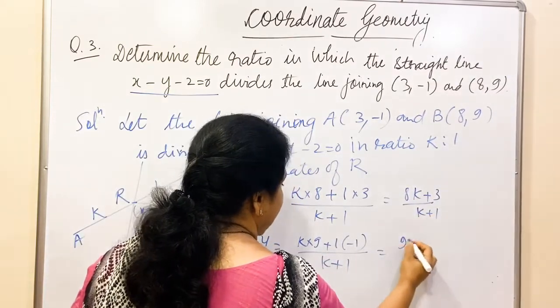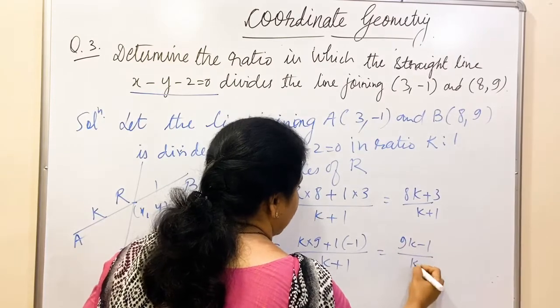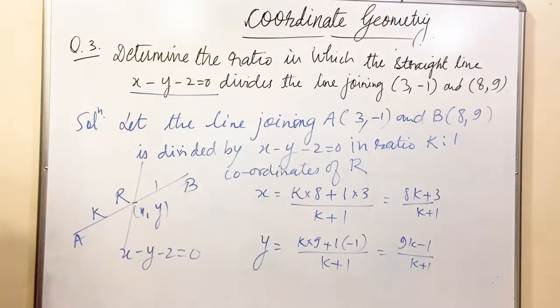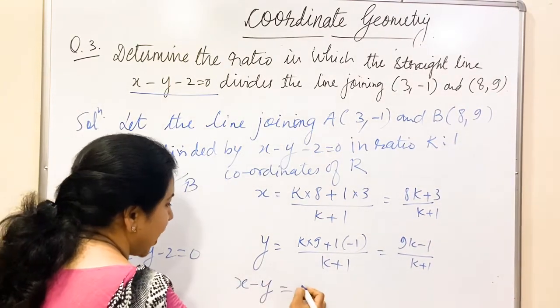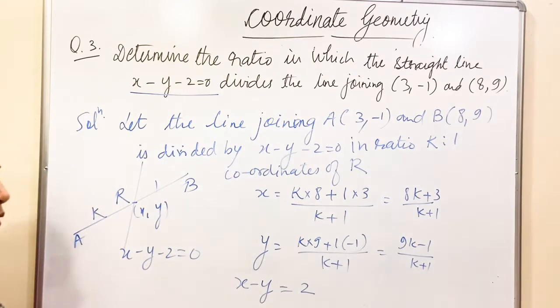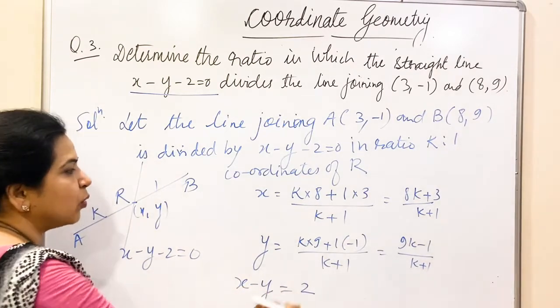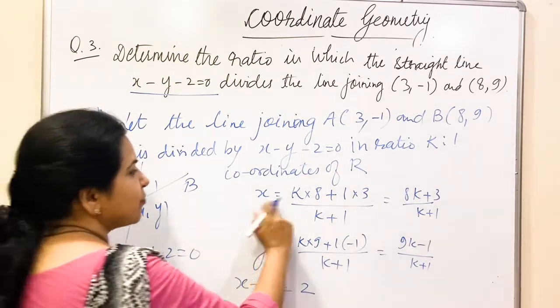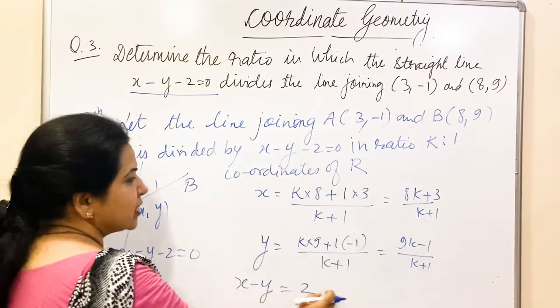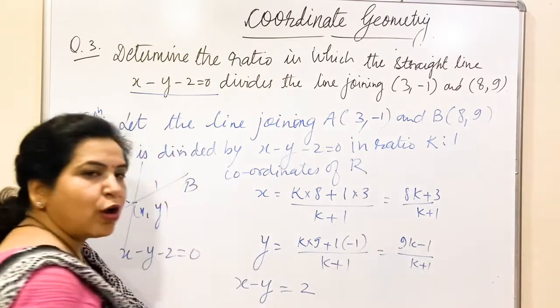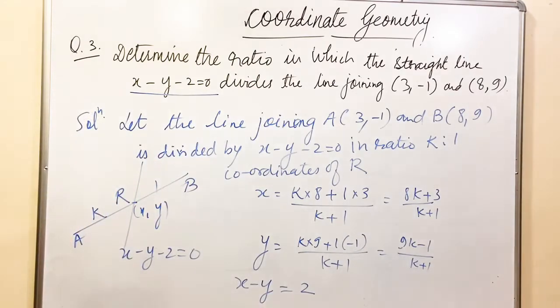And this is (9k minus 1) upon (k plus 1). This point is lying on the line, so it will satisfy this equation: x minus y minus 2 equals 0, or x minus y equals 2. Putting this value of x and y here, and then simplifying, we can find the value of k.